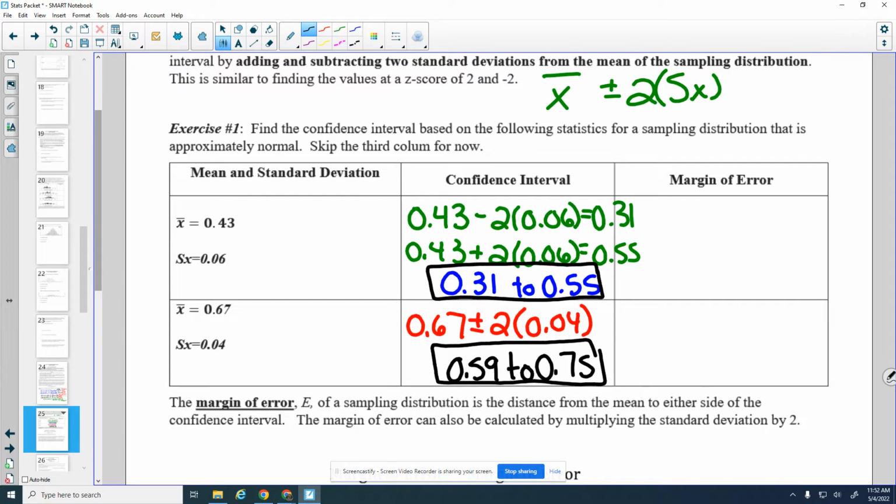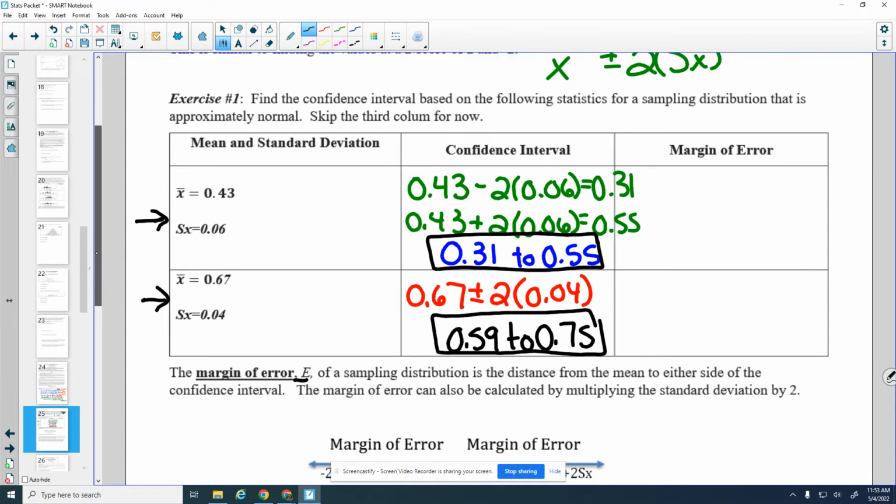So that means if we were going to take another sample of the same size from the population with the same proportion, we're 95% sure that it would fall in those intervals. As I said, these are 2 separate situations, but that's the idea. So the margin of error is pretty simple. We use capital E for it. The margin of error of a sampling distribution is just the distance from the mean to either side of the confidence interval.